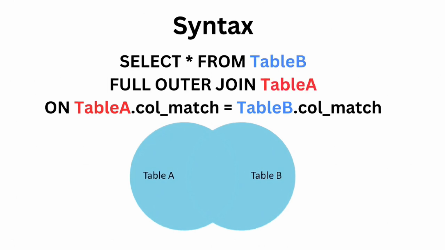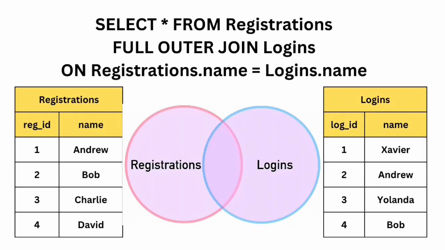Notice that it doesn't really matter again if table B and table A order is switched here, because this is completely symmetrical. Because this Venn diagram is symmetrical, you can switch the table order since you're going to grab everything anyways. So let's take a look at this. The actual syntax here would be select all the columns from registrations, perform a full outer join on logins on registrations.name equal to logins.name. So let's actually see how SQL thinks about this in the background.